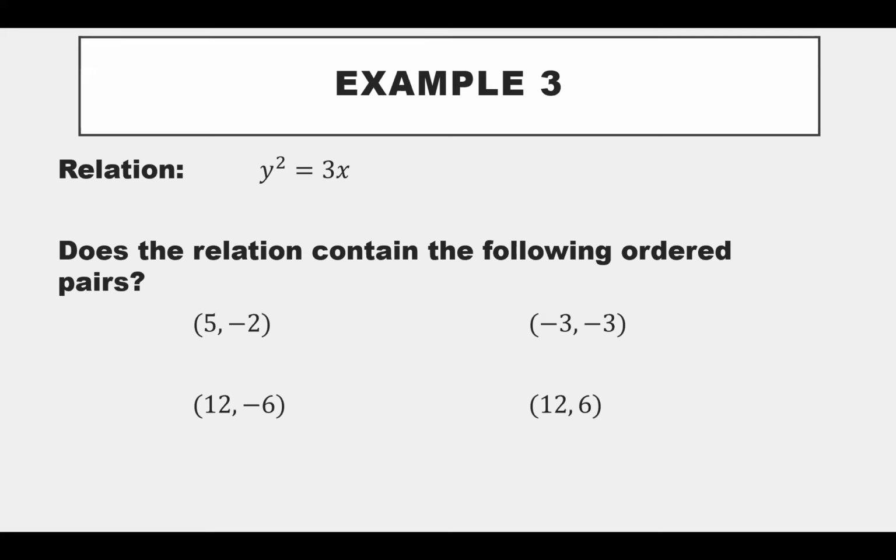Let's look at another example. Here is a different correspondence. We have y squared equals 3x. And we ask, does the relation contain the following ordered pairs? (5, -2), (-3, -3), (12, -6), and (12, +6)?